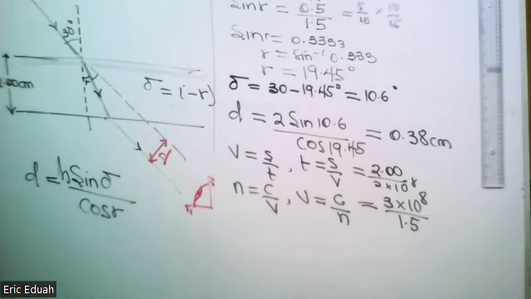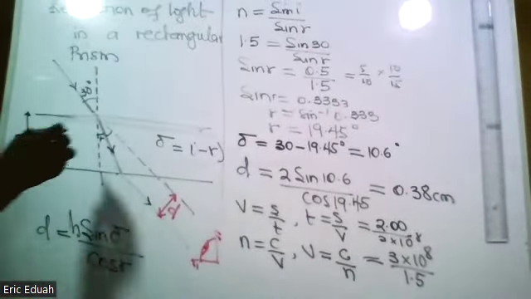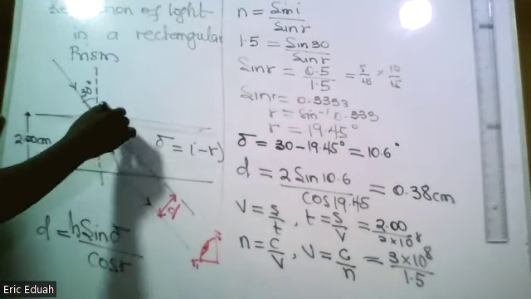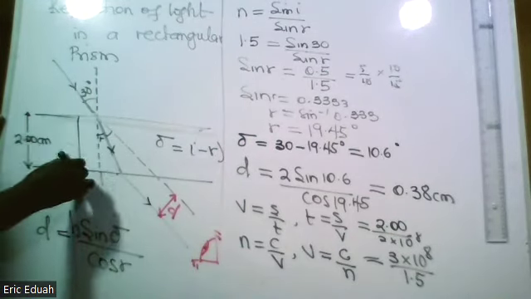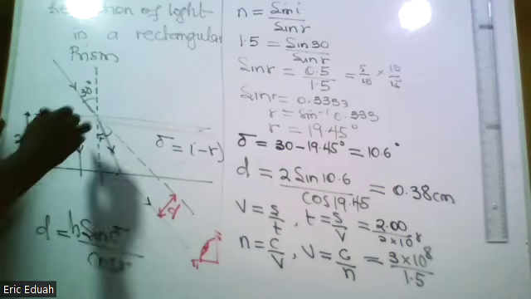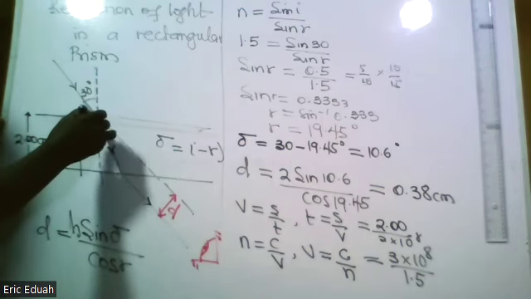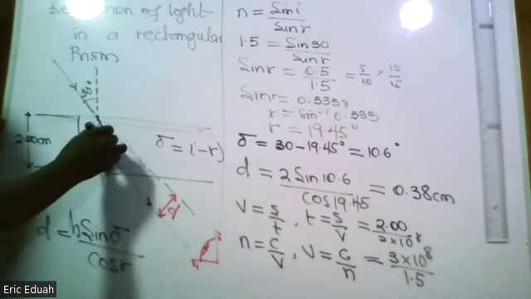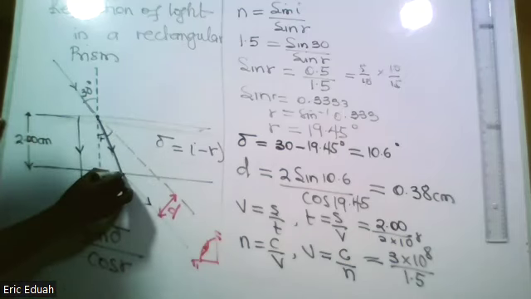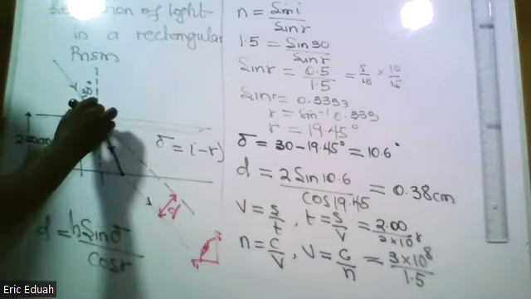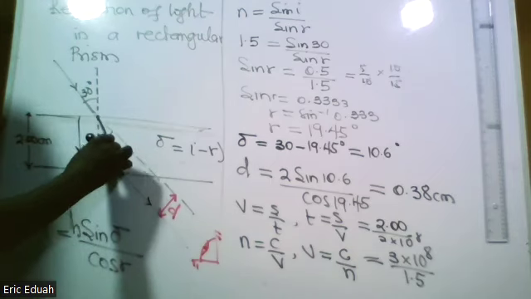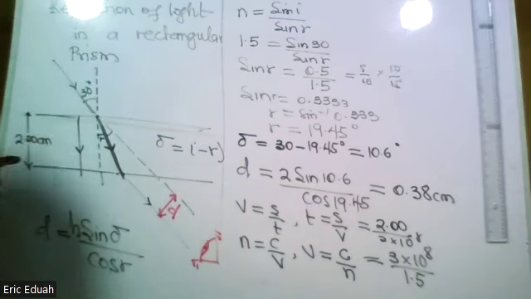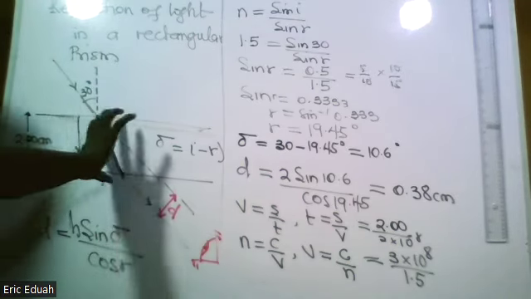This is the reason. Please, the light, looking at the diagram, the light did not go through the prism direct. This is the path of the light. So this has to be the distance traveled by the light within the prism.